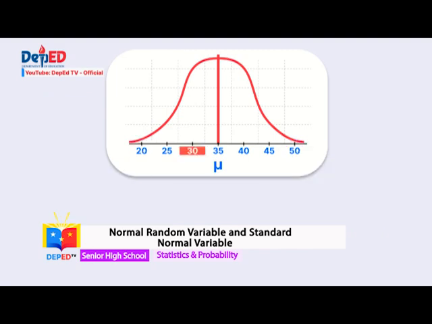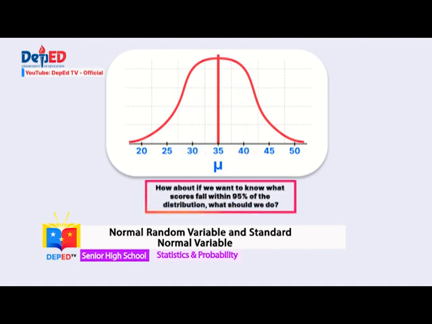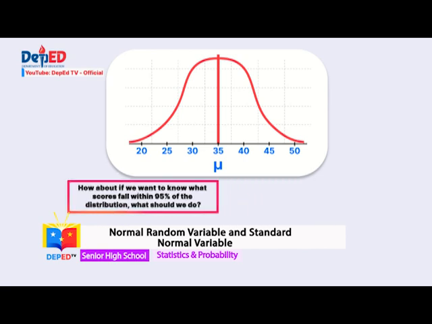Note that the scores of 30 to 40 fall within the first standard deviation from the mean. Therefore, the scores that fall between 30 and 40 are approximately 68% of the distribution. How about if we want to know what scores fall within 95% of the distribution? What should we do? Since 95% of the distribution lies within 2 standard deviations from the mean, the scores that correspond to this area of the distribution are scores from 25 up to 45.